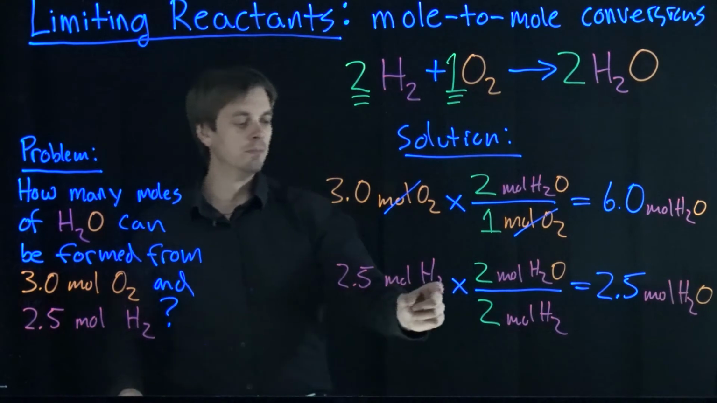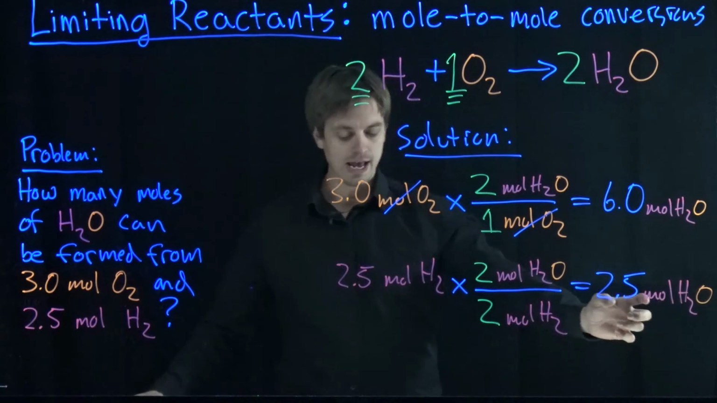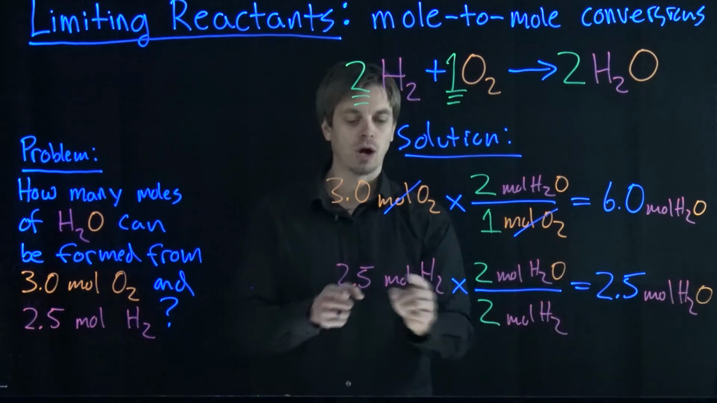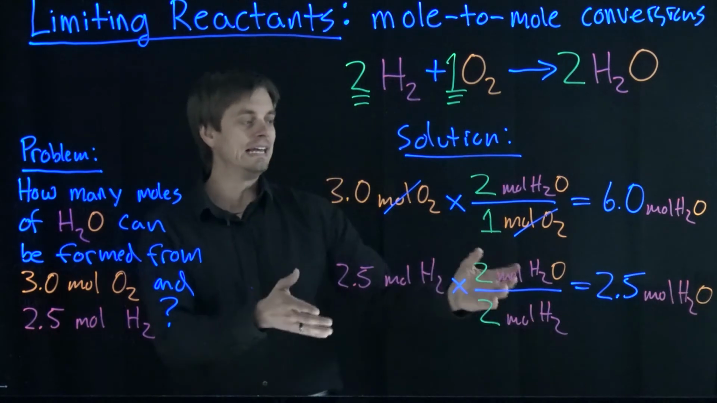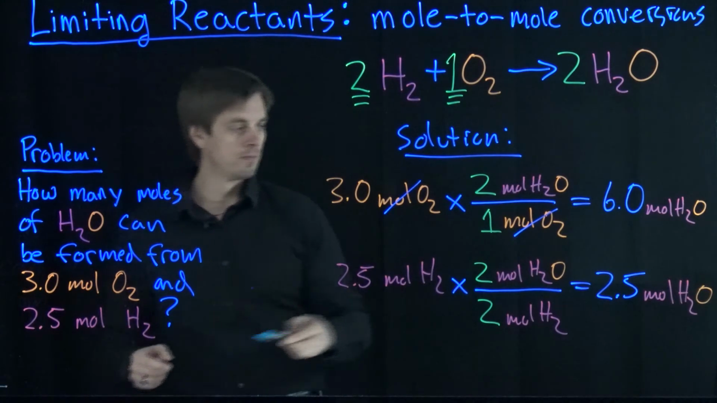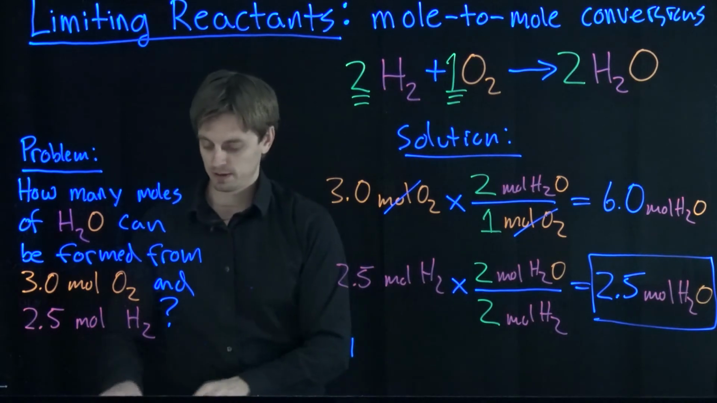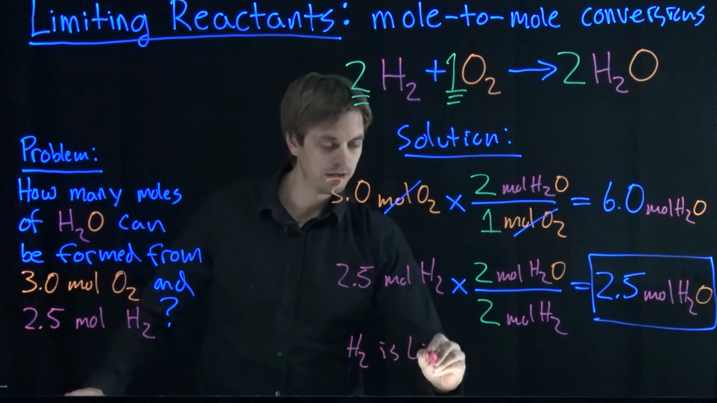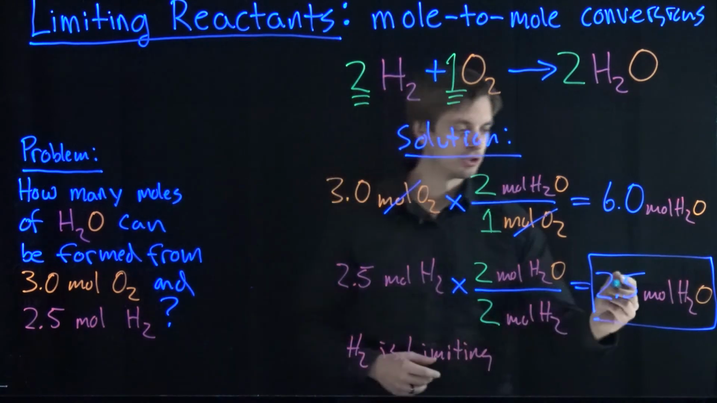Now, of course, the moles of hydrogen here give rise to a smaller final quantity of water. As a result, this hydrogen is going to be used up as soon as 2.5 moles of water are produced, and then we're going to have some leftover oxygen at the end of the day. So because this value is smaller, that tells us that H2 here is going to be limiting, and the theoretical yield is going to be this 2.5 moles of water.